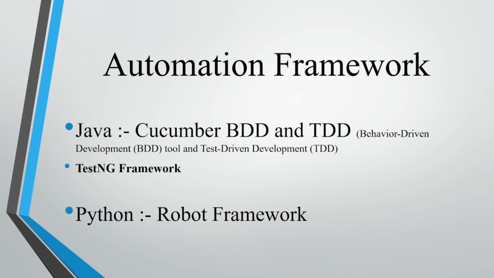If they want to go for a further advanced framework, they can choose the Java language by learning Cucumber, the BDD and TDD frameworks, and must have knowledge of the TestNG framework. If a person chooses the Python language, then they must know the Robot framework, which is an advanced topic of automation testing.